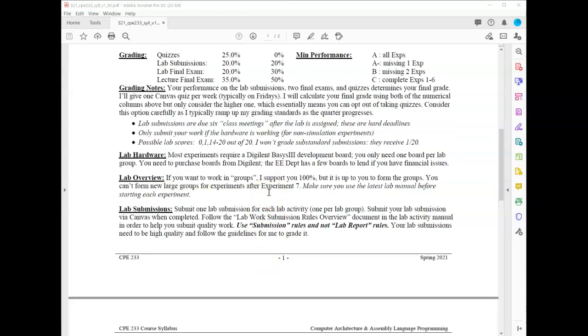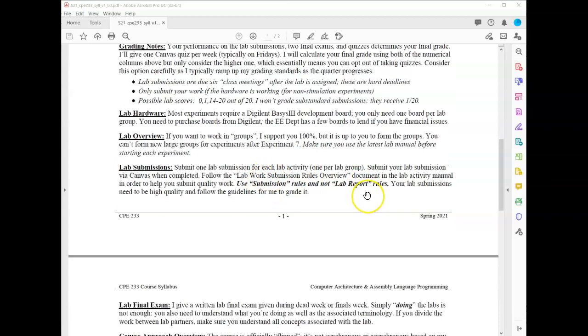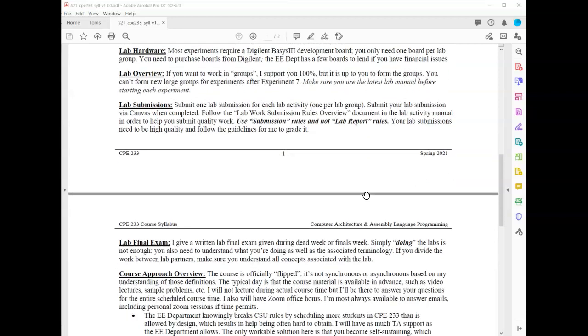There's a complete description in the lab manual. Read it over. Okay, and it's not lab reports, it's lab submissions. I think I X'd out the lab report guidelines. So lab reports, not for this class, we're doing lab submissions.